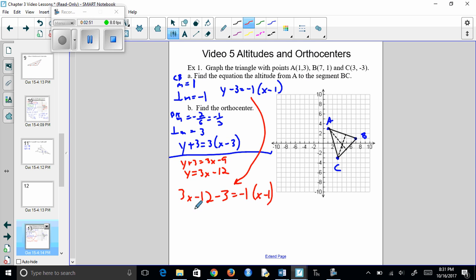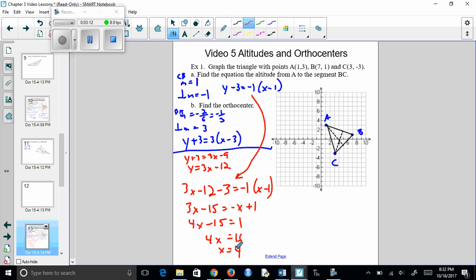Now let's solve for x. 3x minus 15 is equal to -x plus 1. So if I add x to both sides, I would have 4x minus 15 equals 1. Add 1 to both sides, 4x equals 16. Well, look at that. We got a nice good number. 4. That's great. So x is equal to 4.